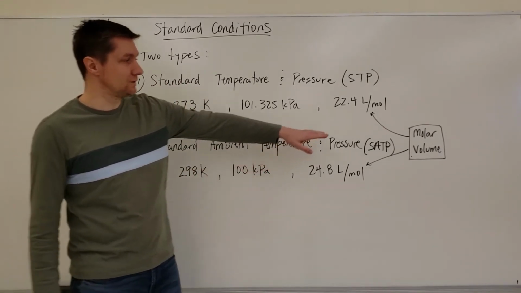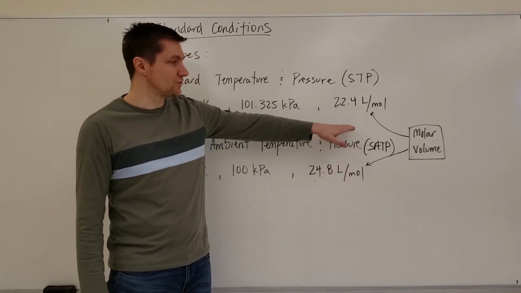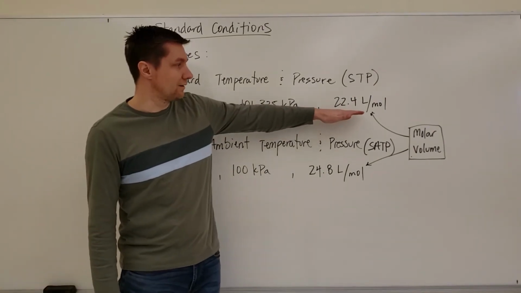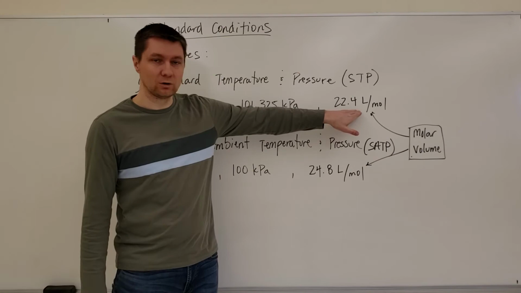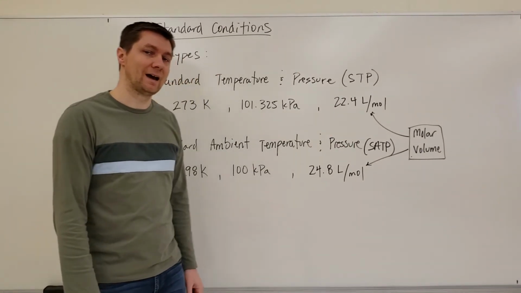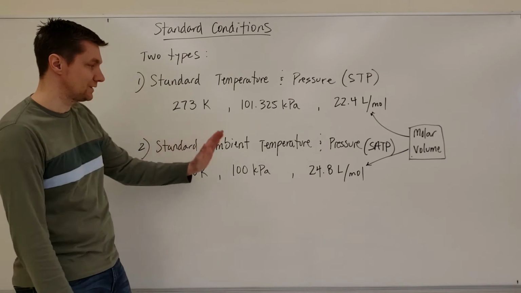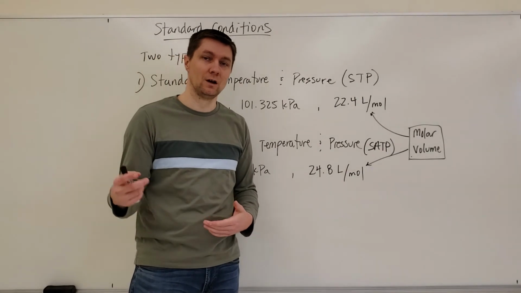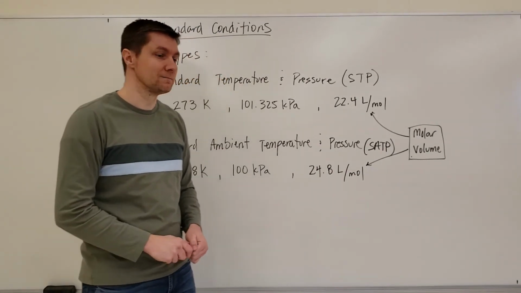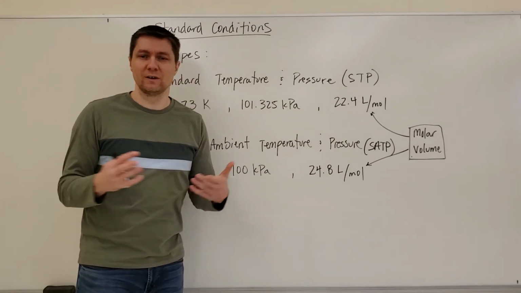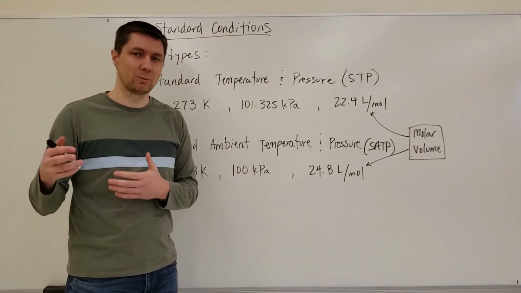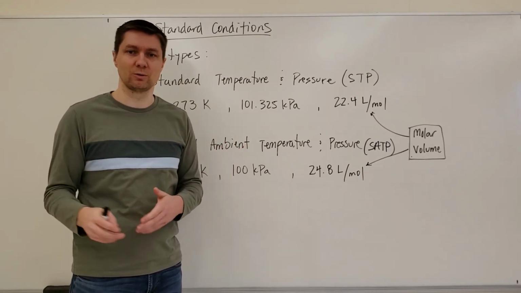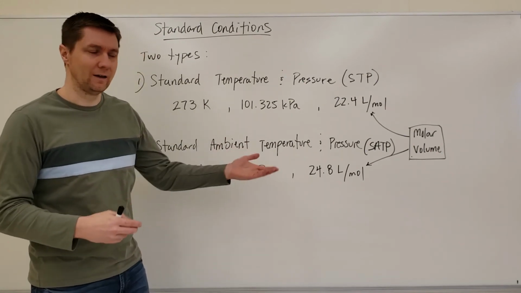Last thing I want to point out is this molar volume number here. All this is saying is that when a gas is at this temperature and this pressure, it is going to have a volume of 22.4 liters for every mole of that gas. And for SATP, at this temperature and pressure, that gas is going to have a volume of 24.8 liters for every mole of gas that you have. Molar volume is very similar to molar mass, but instead of grams per mole, we're dealing with liters per mole. So molar mass, molar volume, grams per mole, liters per mole. That's the correlation with the wording and the units there.